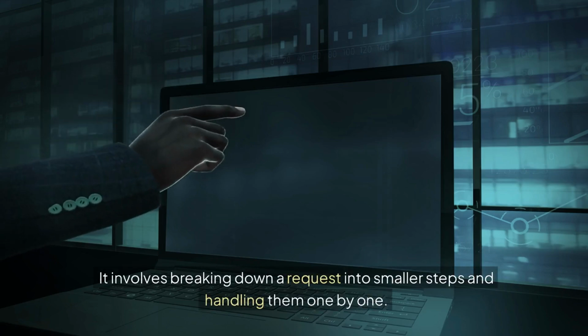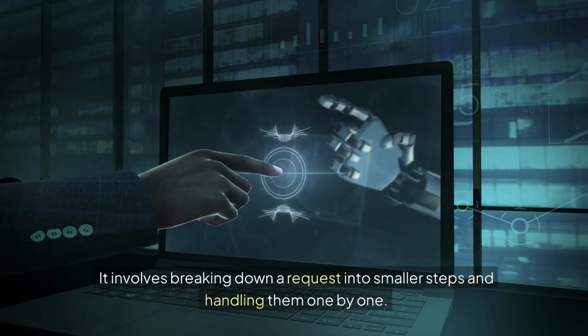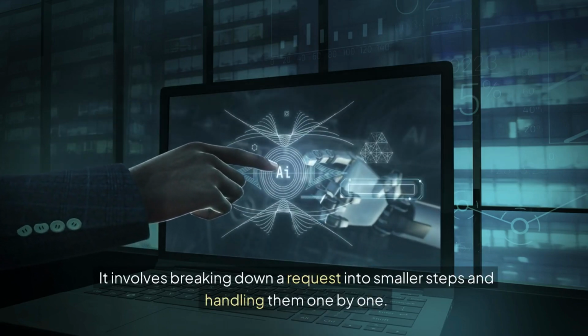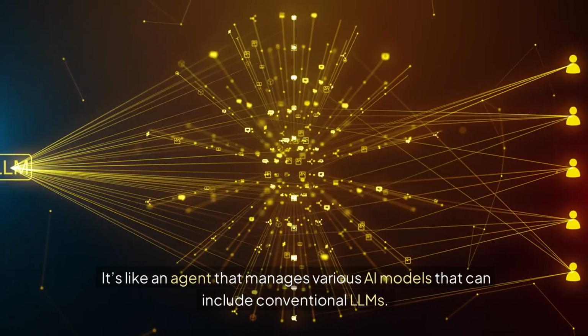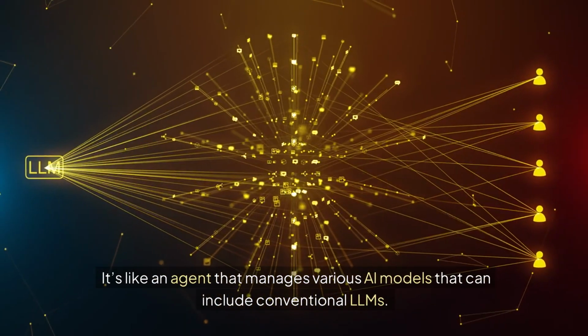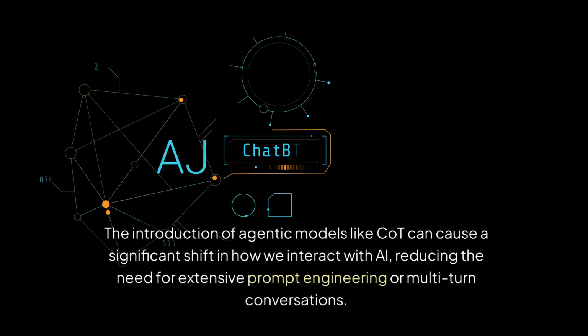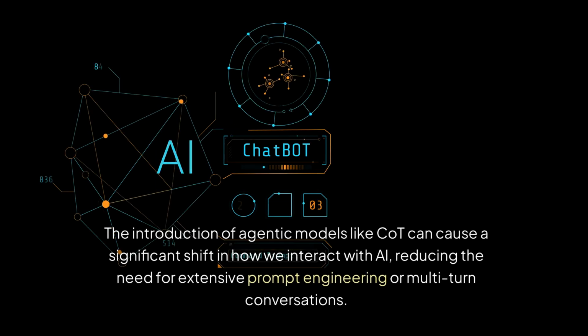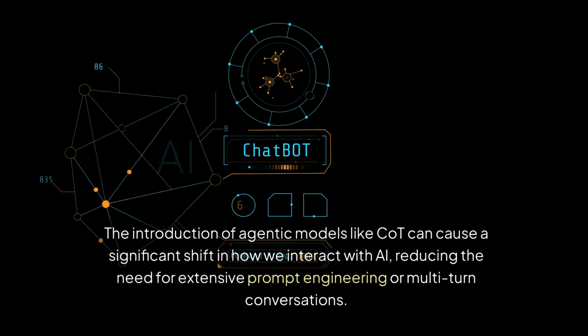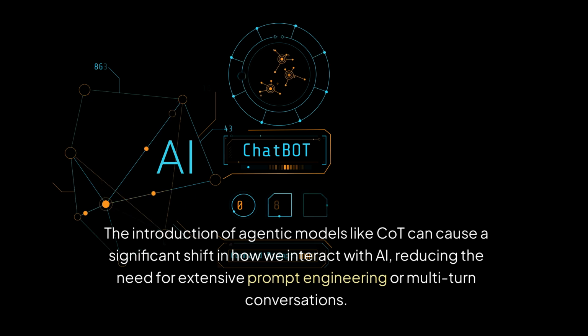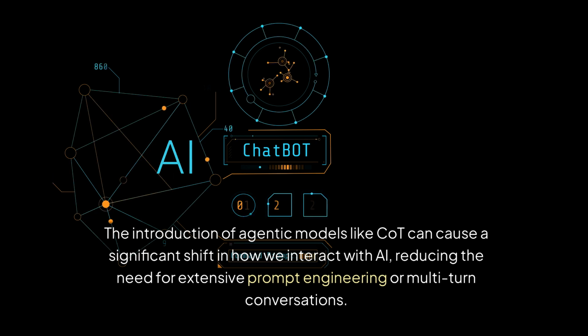It involves breaking down a request into smaller steps and handling them one by one. It's like an agent that manages various AI models that can include conventional LLMs. The introduction of agentic models like CoT can cause a significant shift in how we interact with AI, reducing the need for extensive prompt engineering or multi-turn conversations.